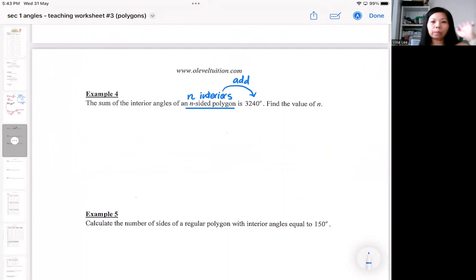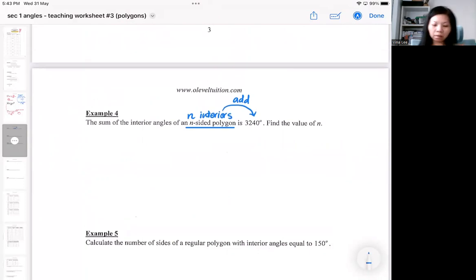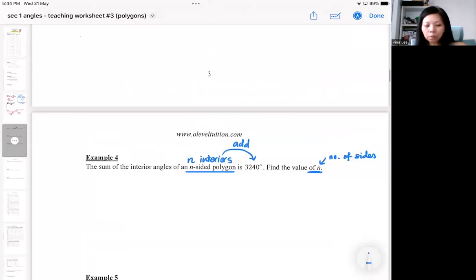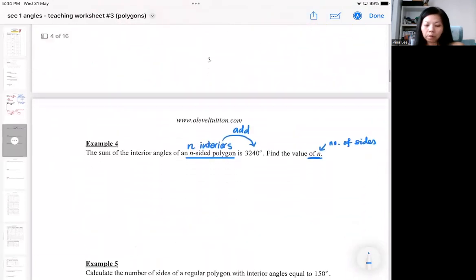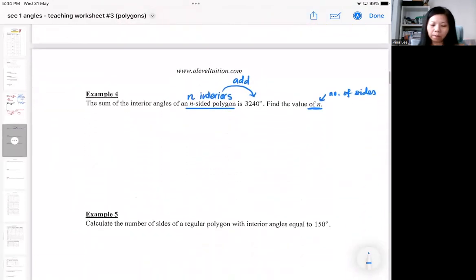I don't know. So now we are going to find the number of sides, and the question didn't mention regular polygon. The question never mentioned regular polygon, and you are asked to find the number of sides. Okay, so you cannot use the formula here. You can only try to form an equation.